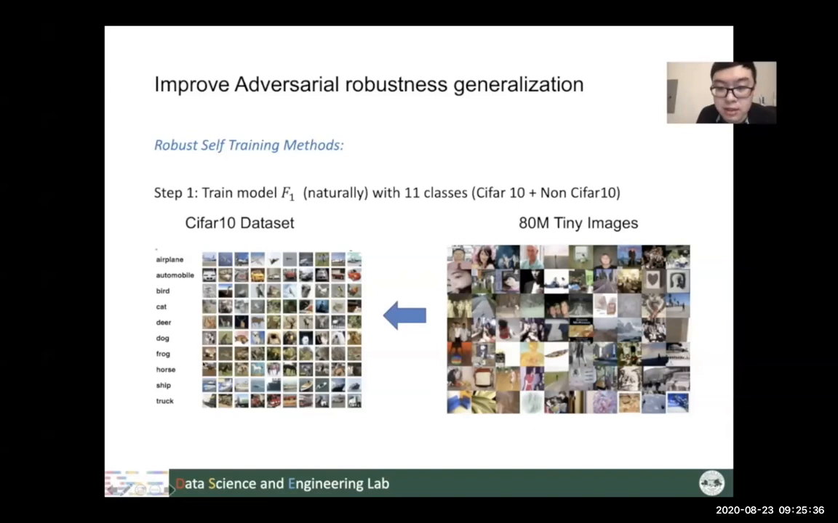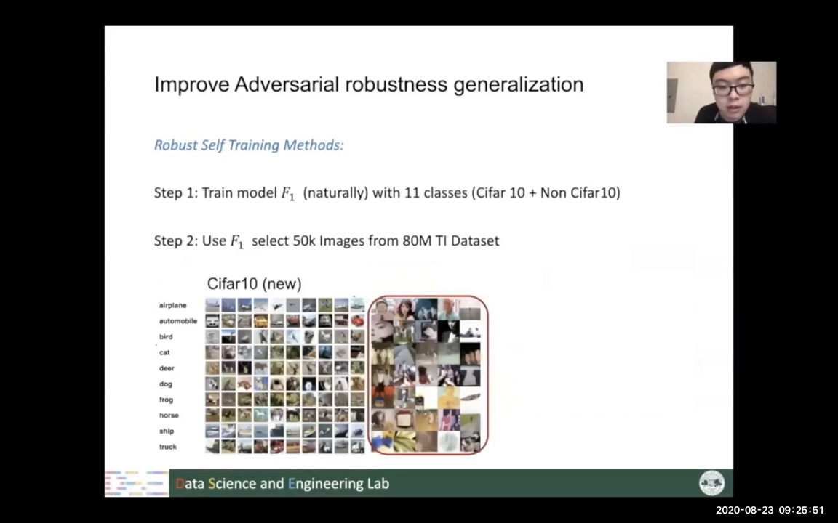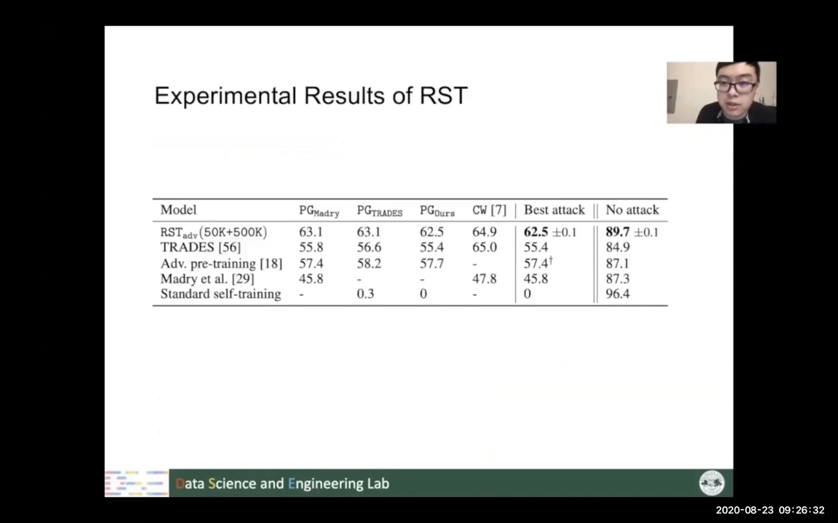By training such a model F1 with these 11 classes, they are able to give predictions for all of the images in this dataset. And then they can utilize this trained model to find the most confident images in this dataset, choose 50,000 of them, and add them to our original CIFAR-10 dataset. In this way, we have a labeled and larger CIFAR-10 dataset. The next step is to use this enlarged dataset to do adversarial training. The experimental results show that the additional images do give a lot of benefit for the model's robustness as well as the clean accuracy.